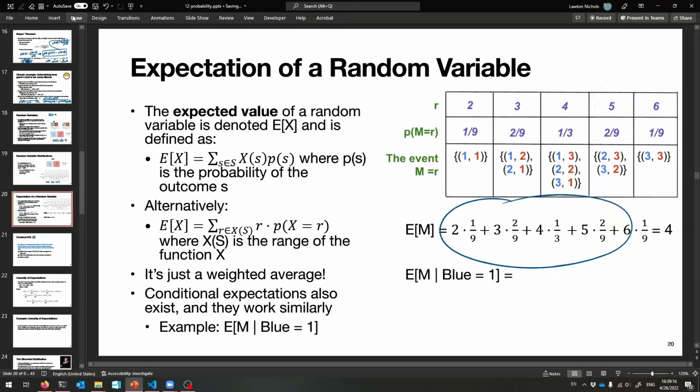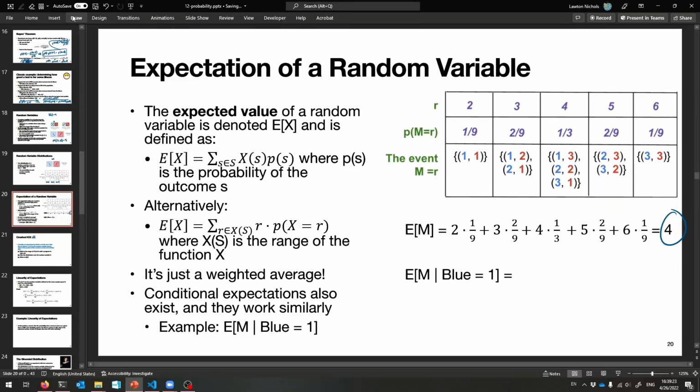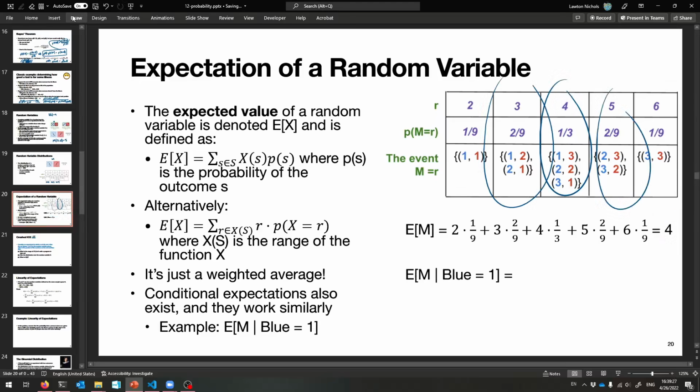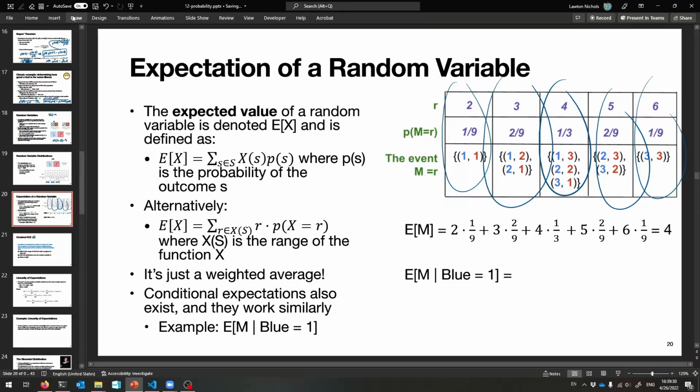If you do this calculation and add them all together, the expected value of your m is 4. It's a random number, but we expect it to be 4 on average, which is kind of intuitive, like that's the most common thing. It's like the 3s cancel out the 5s, and the 2s cancel out the 6s as well.